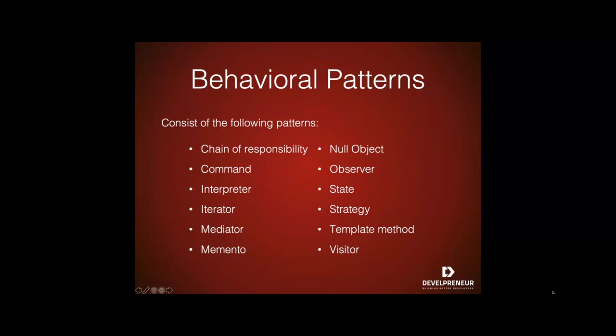The observer pattern is used when there is a one-to-many relationship between objects, such as if one object is modified, its dependent objects are to be notified automatically. State pattern is used when an object changes its behavior based on its internal state. In strategy pattern, a class behavior or its algorithm can be changed at runtime.